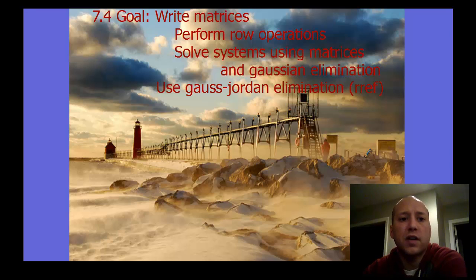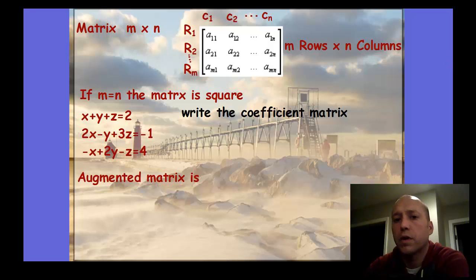Precalc chapter 7 section 4. So we're going to look at kind of the same thing we were doing with Gaussian elimination. We're just going to put it within a matrix form, so performing row operations. So we're still going to use REF, but now we have something called RREF as well at the end of the day, which is called Gauss-Jordan elimination.